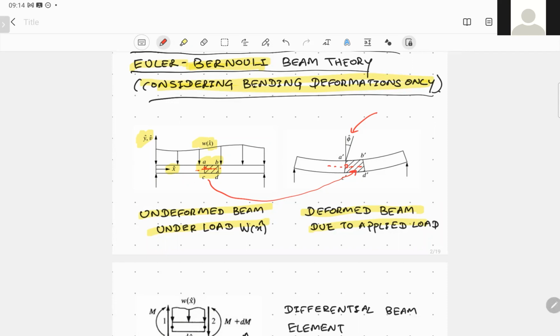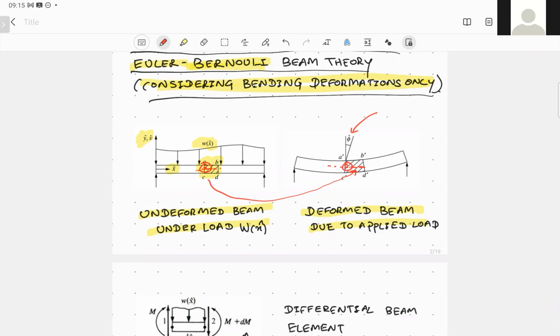So this perpendicular plane will remain perpendicular. If we define this axis, the centroidal axis, the corresponding plane will always be perpendicular even after deformation. This is the assumption that we make when we derive this, when we use this theory.